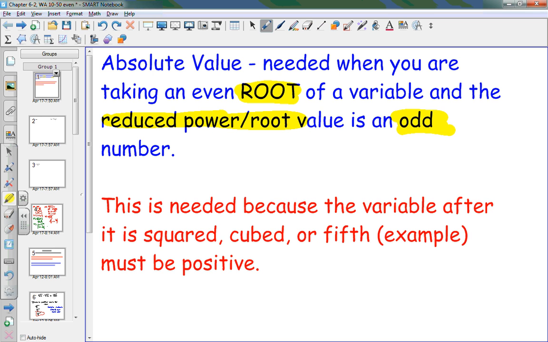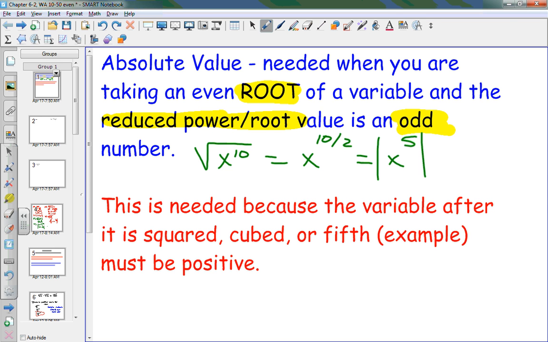For example, I'm taking the square root of x to the 10. The root is 2, meaning it's even, correct? If I write this as power over root, that gives me x to the 5th, because 10 divided by 2 is 5, correct? Which means now 5 is odd, so therefore I have to have absolute value bars around it.